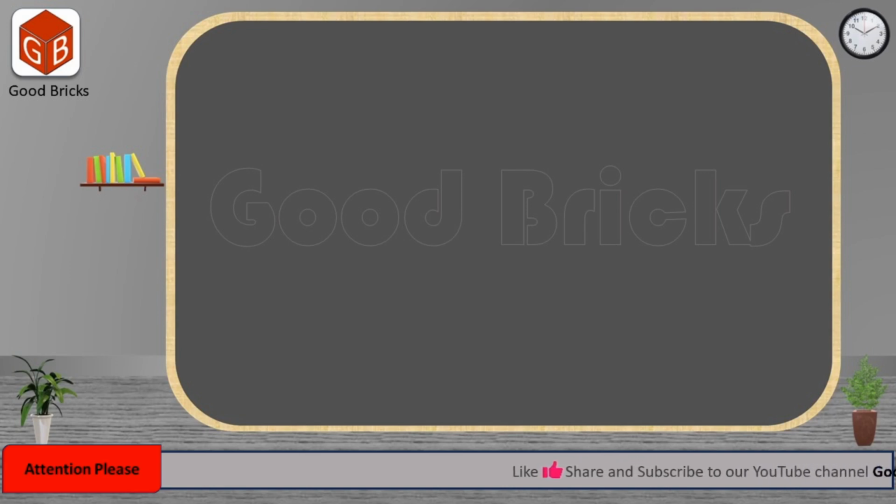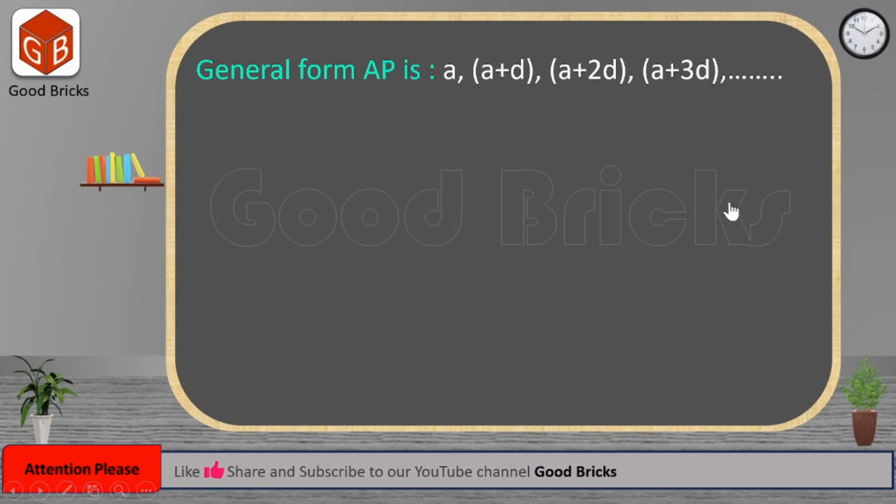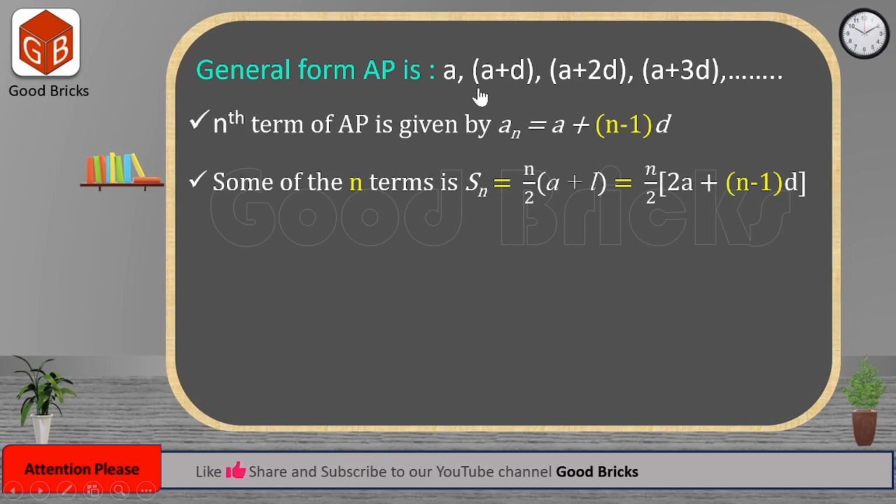Now let us look at general form of arithmetic progression. If you see on the screen, a, comma, a plus d, comma, a plus 2d, comma, a plus 3d and so on. This is the general form of arithmetic progression. If you want to find nth term of this arithmetic progression, then you can use this formula an is equal to a plus n minus 1 into d.